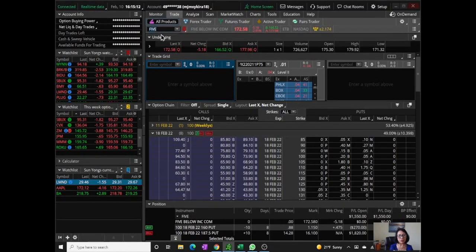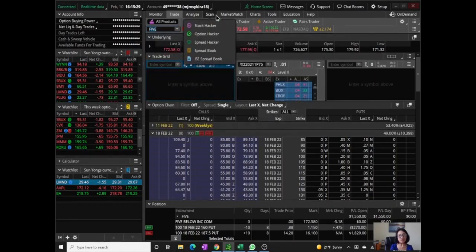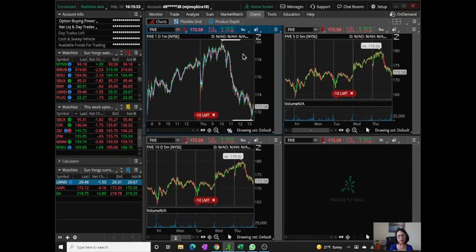And then make sure that you put in the symbol. If you don't know what the 5 means, you could just click here and it'll tell you what it stands for. 5 below incorporation company there. Okay, so the next thing we're going to do is check the chart and see what kind of trade we want to do.